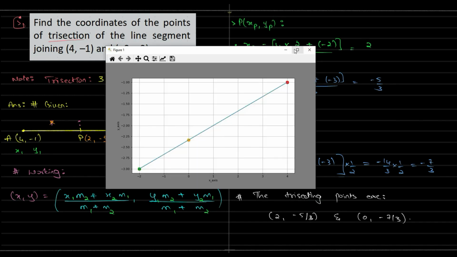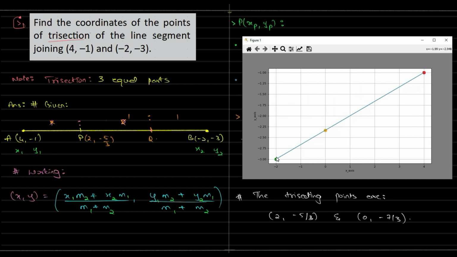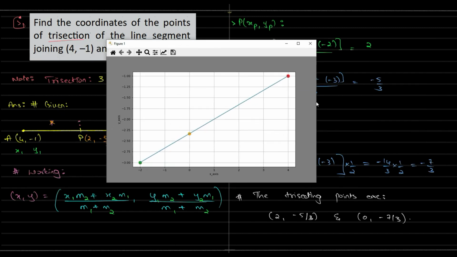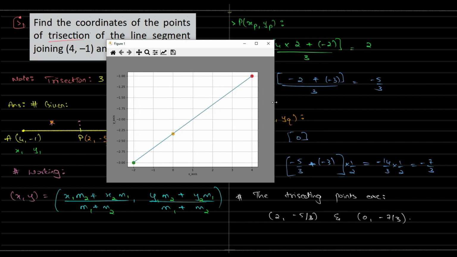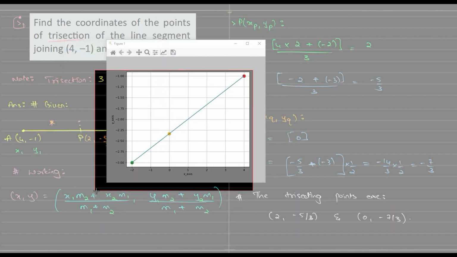So the diagram will look like this. This is your -2, -3. This is point Q, right? From that side is point Q, and point P will be somewhere over here. And we have the answer as trisection. Just for doing it itself, we should not do anything just for the sake of it. So we'll do it seriously.